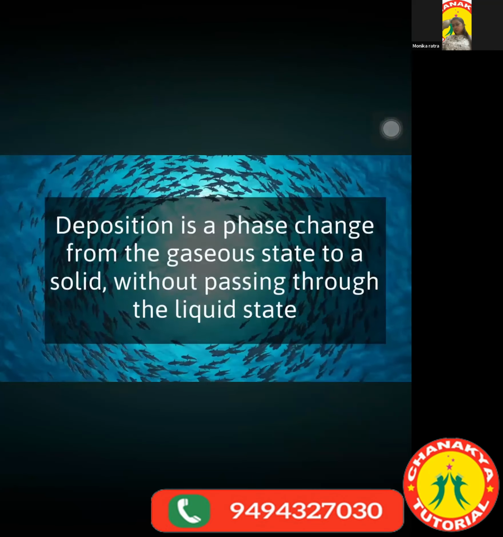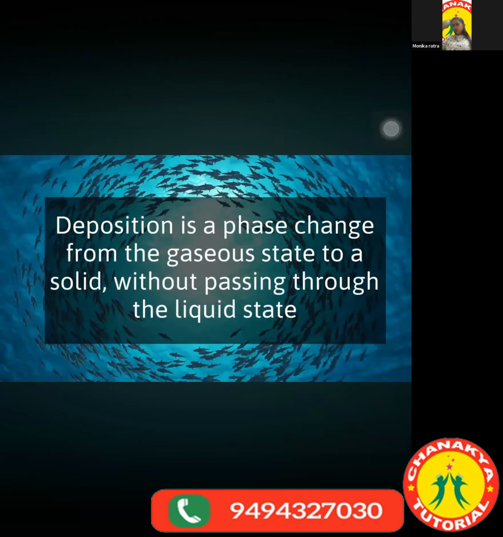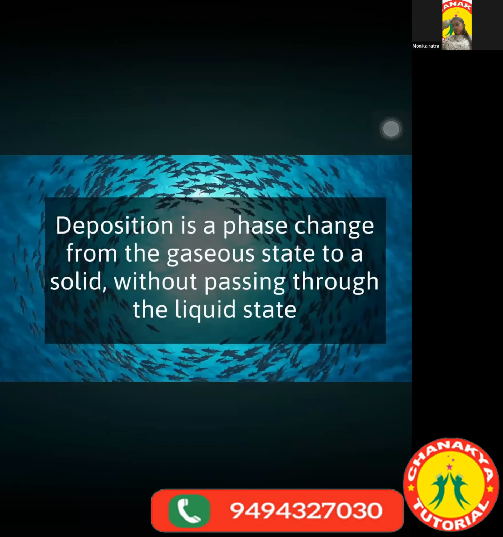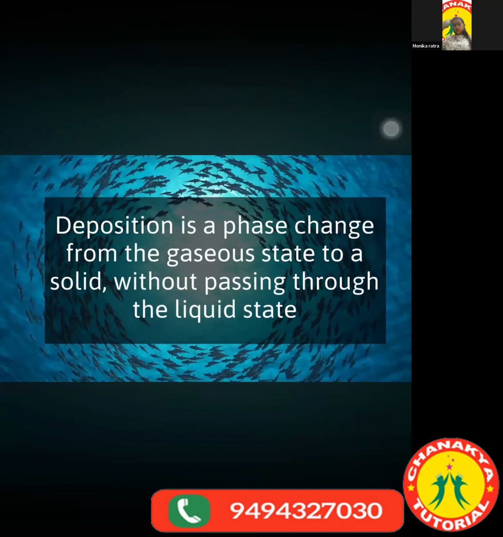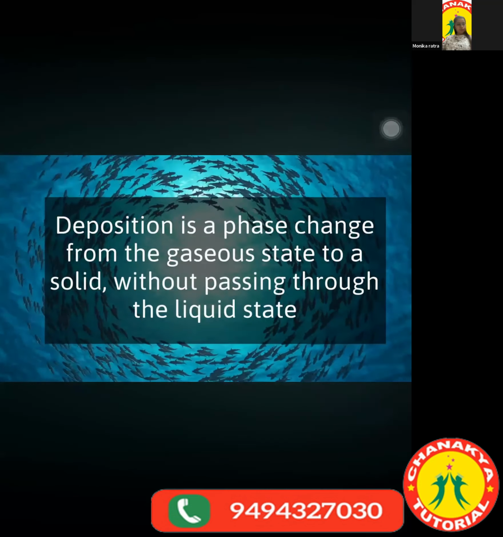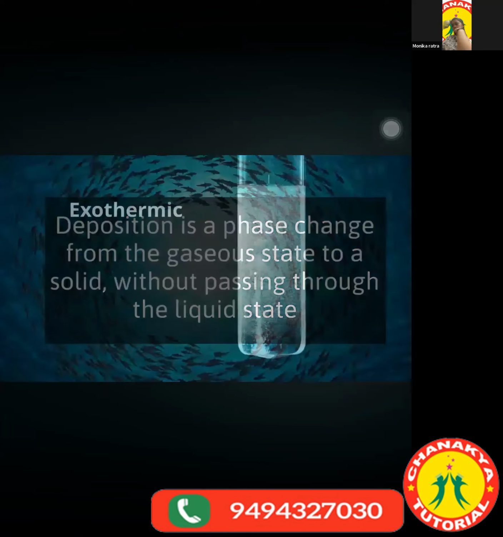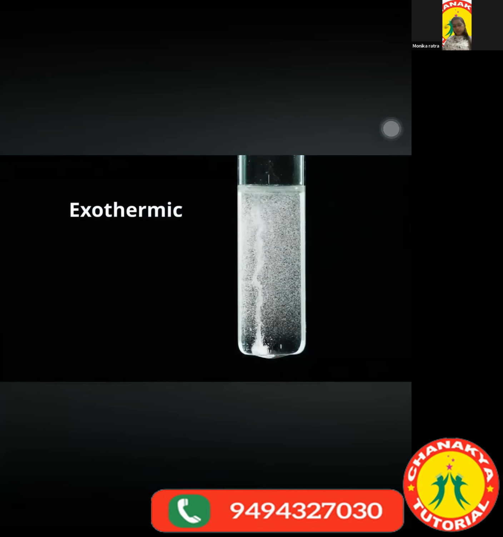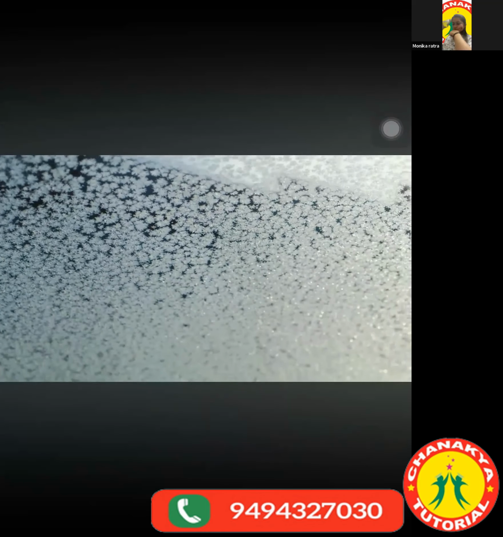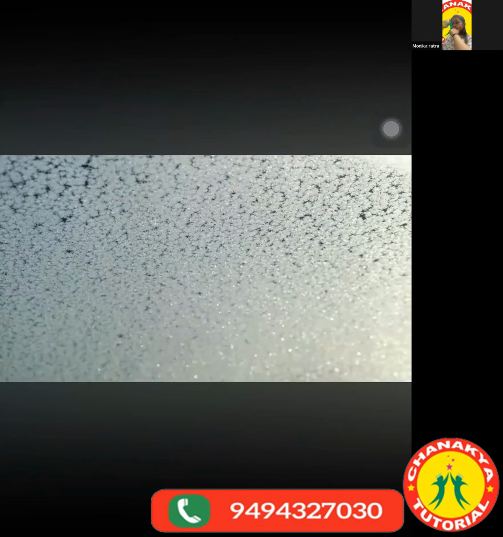Deposition is also a phase change, and it's when an object goes from a gas directly to a solid without passing through the liquid state. It's an exothermic reaction. These windshields with frost on them are examples of deposition. The water vapor in the air goes straight from a gas to a solid when it comes in contact with the glass windshield.